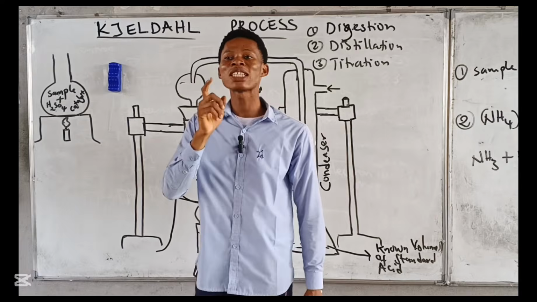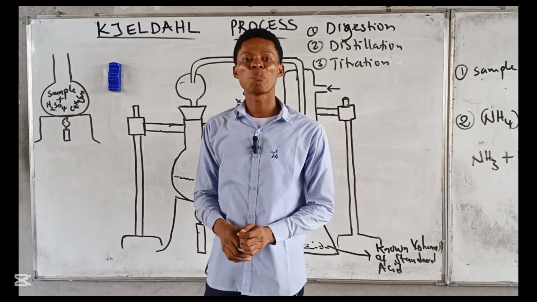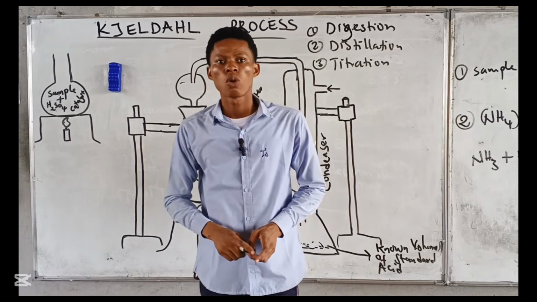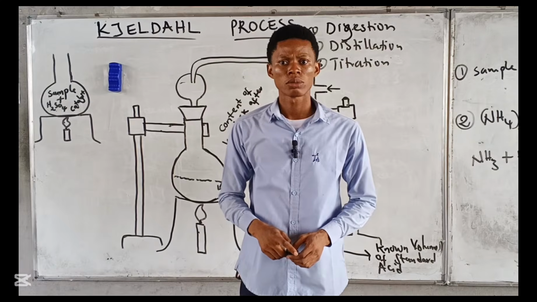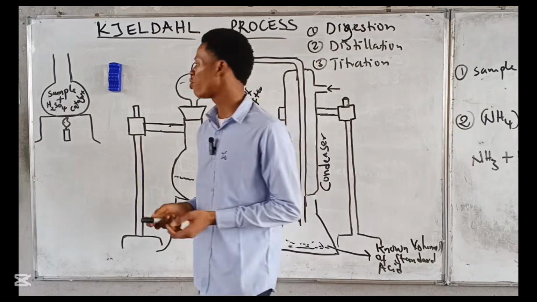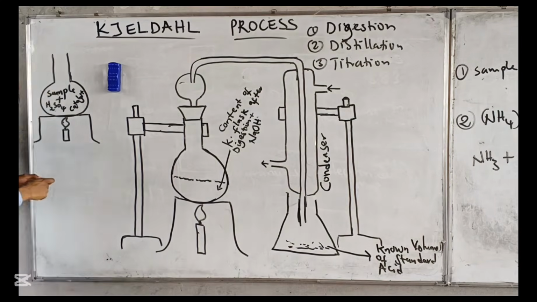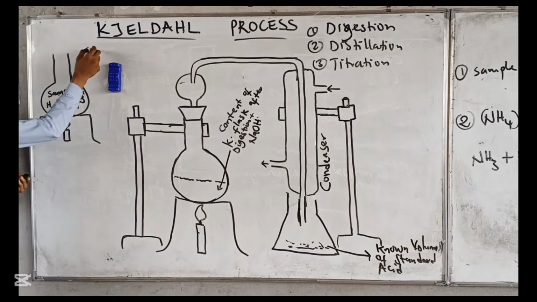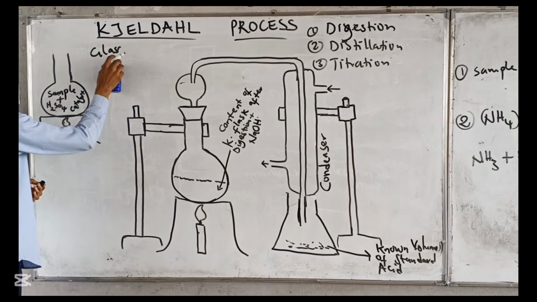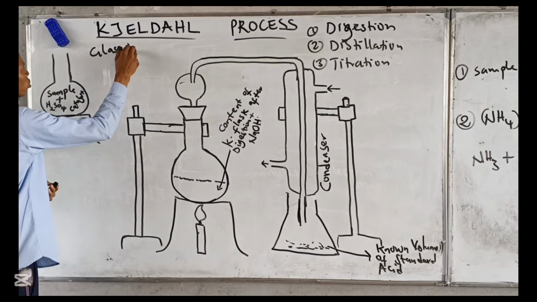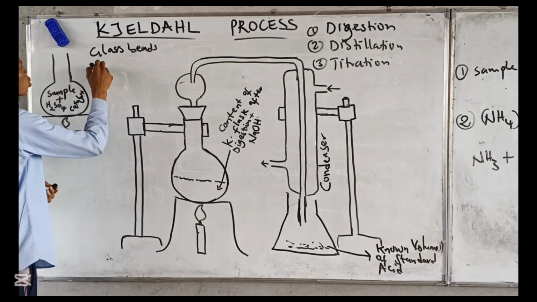So to prevent bumping, we use boiling stones. What do we use to prevent bumping? Boiling stones. Some of the boiling stones include what? Glass beads. You can use glass beads. You can use pumice.